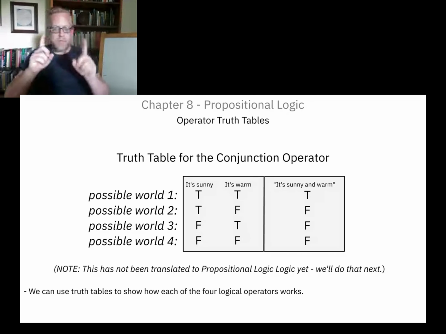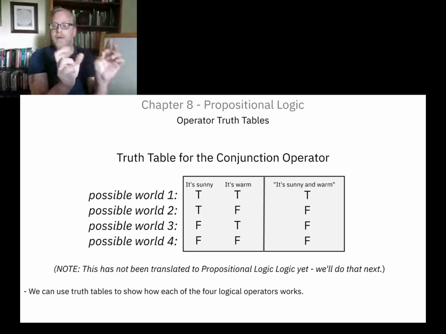So, whenever we have two variables, right, A and B, P and Q, X and Y, whatever it is, those stand for simple statements. Whenever we have two simple statements or two variables, it's always going to look like that right there.